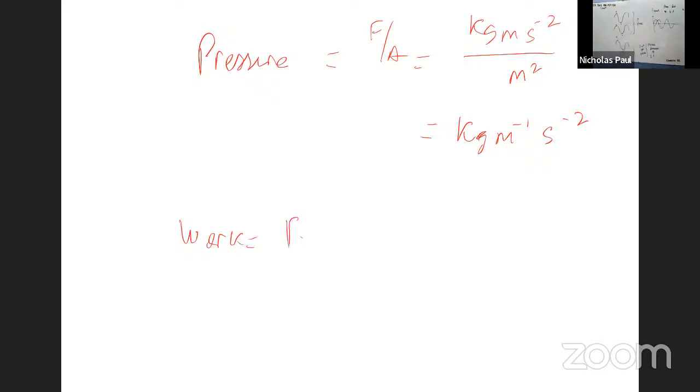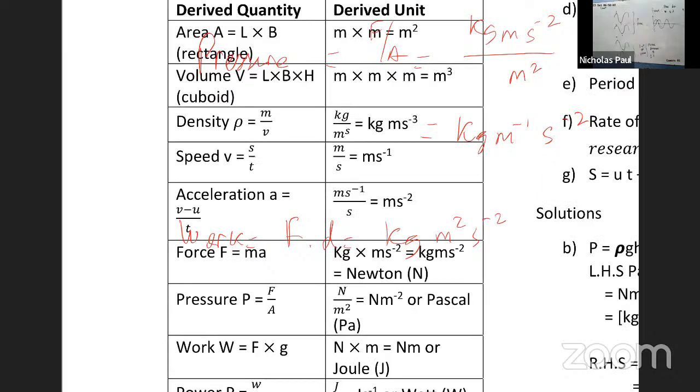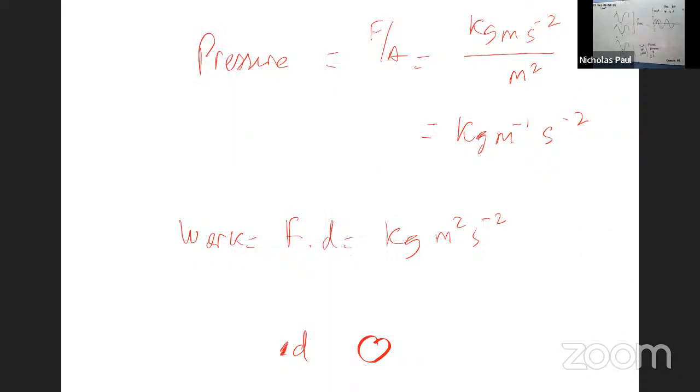Work was force by distance, so that'll be s to the minus 2. F by D? Yes, you did it wrong. We can do that. Okay, so when they ask for the base units, this is what you need to have.